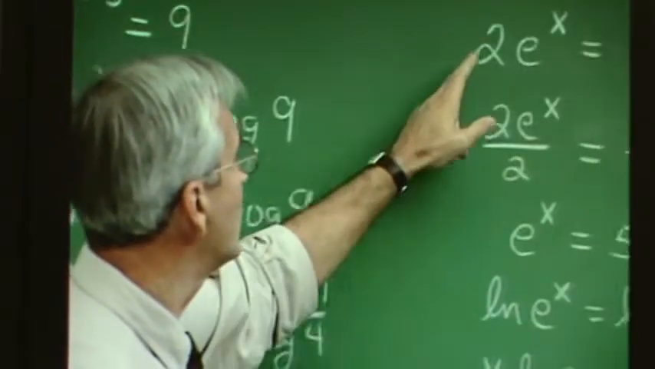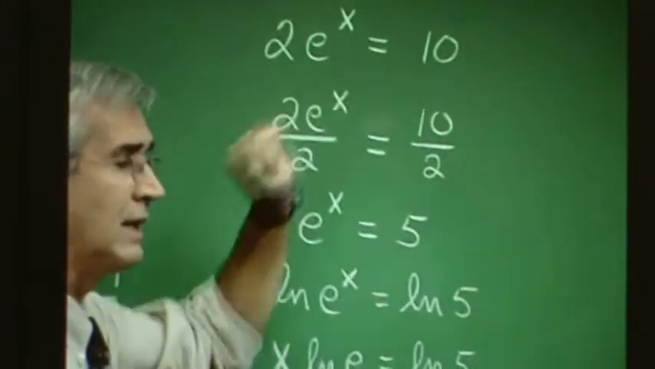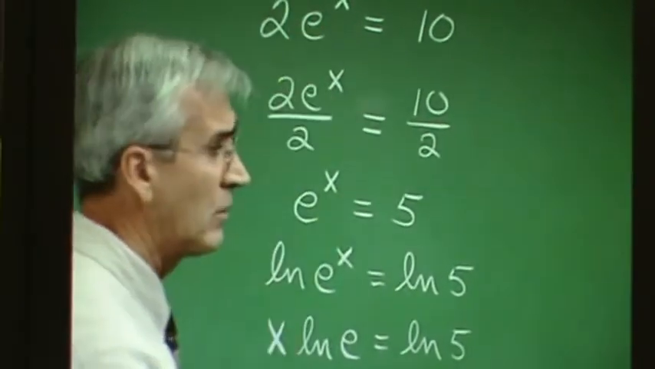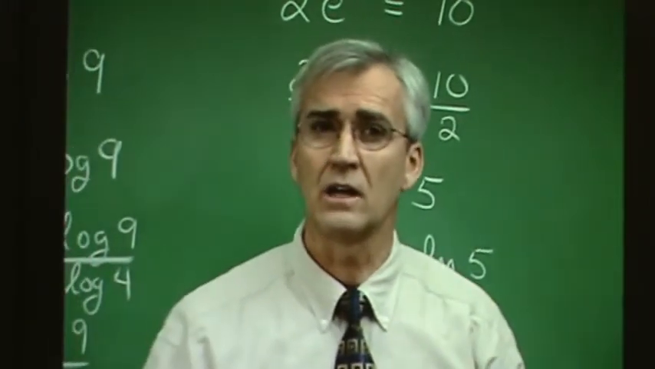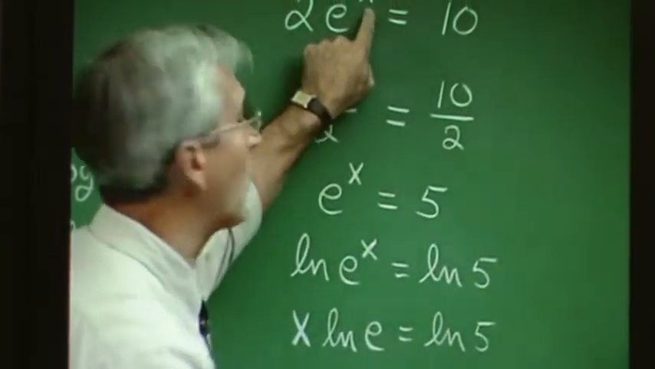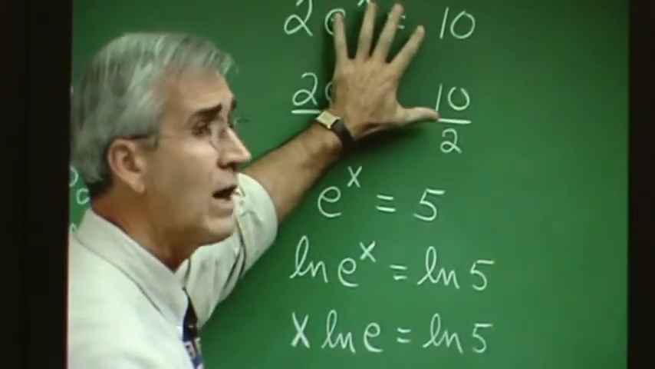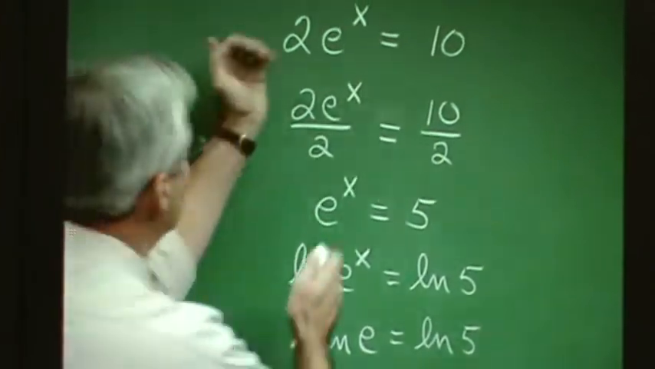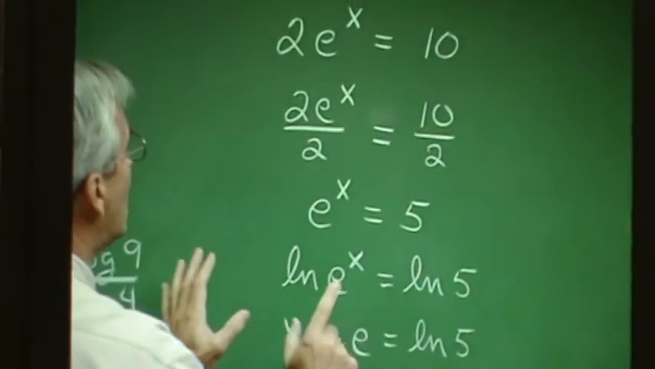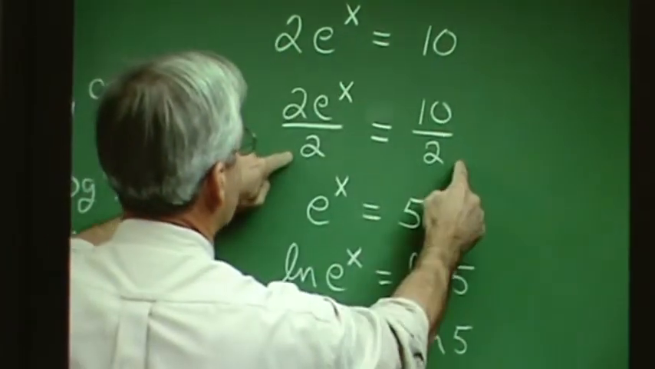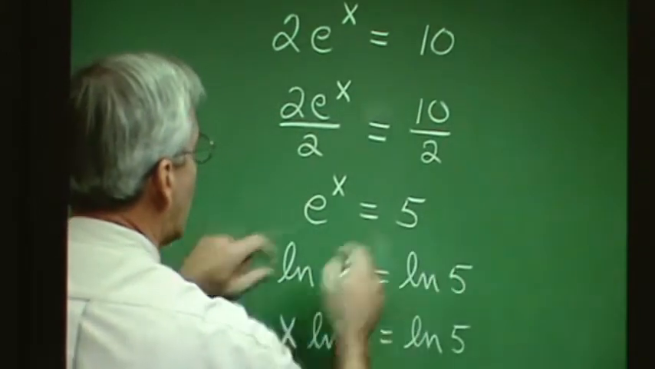Here we have 2e to the x power equals 10. Now don't be too concerned with the e business. It's just a constant, you see. It's just a constant that has an exponent with a variable in it. So we have an exponential equation here. Now we'd like to isolate this e to the x power before we use this idea of logarithm. So we'll divide on both sides by 2, finding e to the x to be equal to 5.